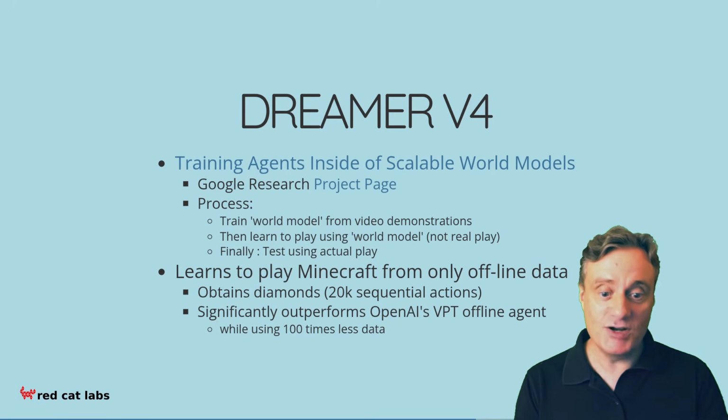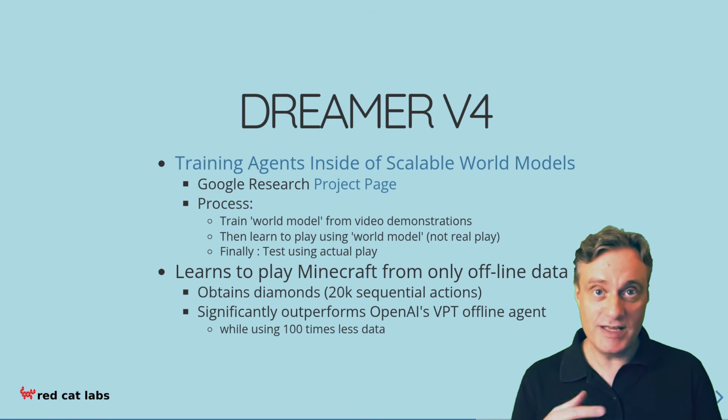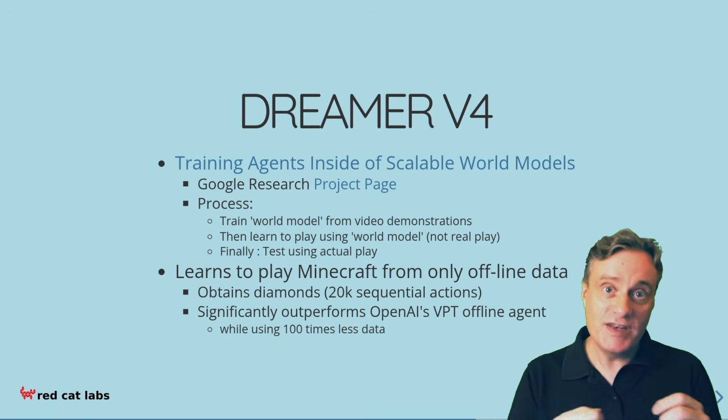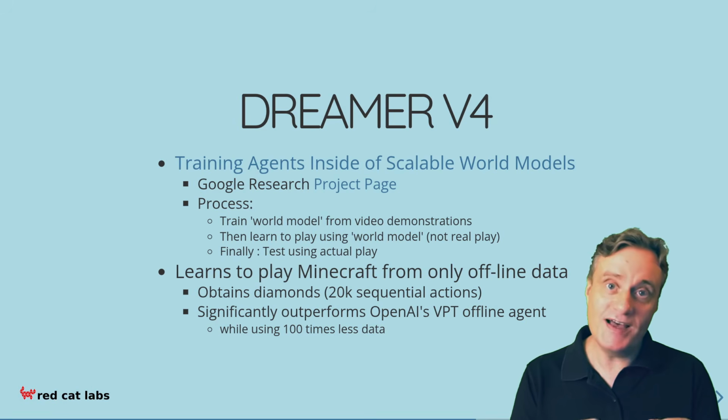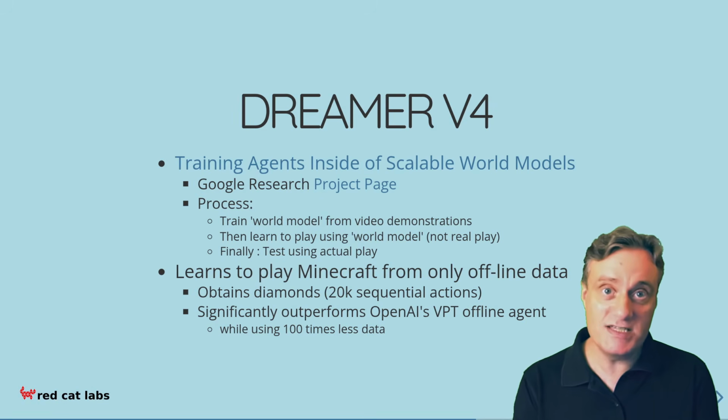So in this Minecraft setting, they managed to play Minecraft using only this offline data. So only by observing what a Minecraft server would say, you could then train your player in this simulation of that, with the net result that this could outperform OpenAI's agent with 100 times less data. Moreover, it could get to obtaining diamonds, which is about 20,000 sequential actions, purely based on its training in simulation.